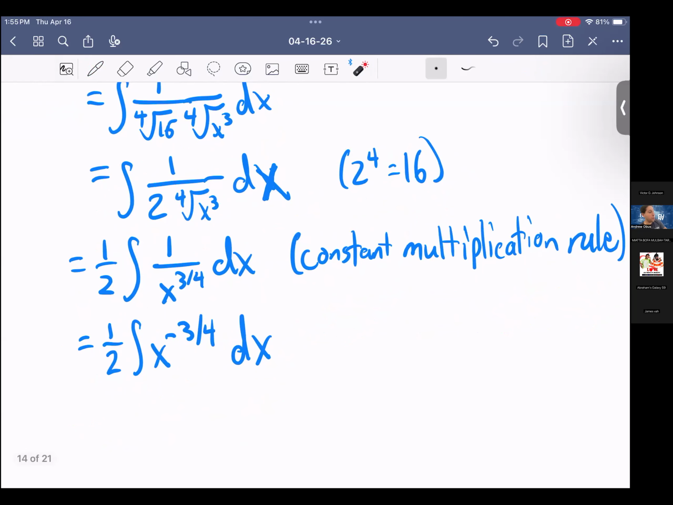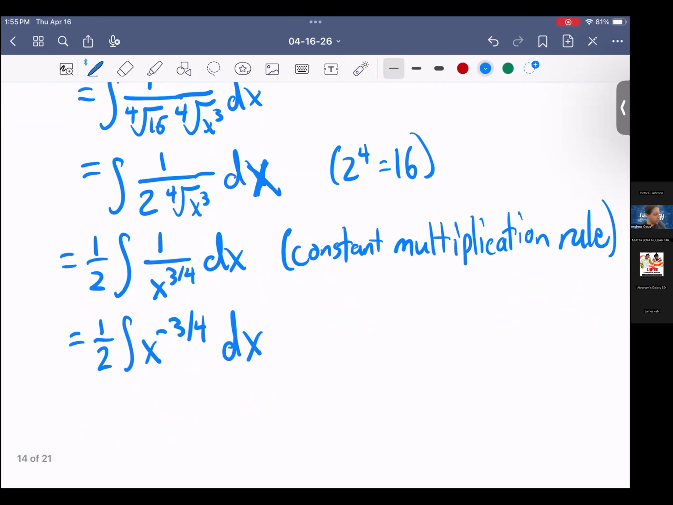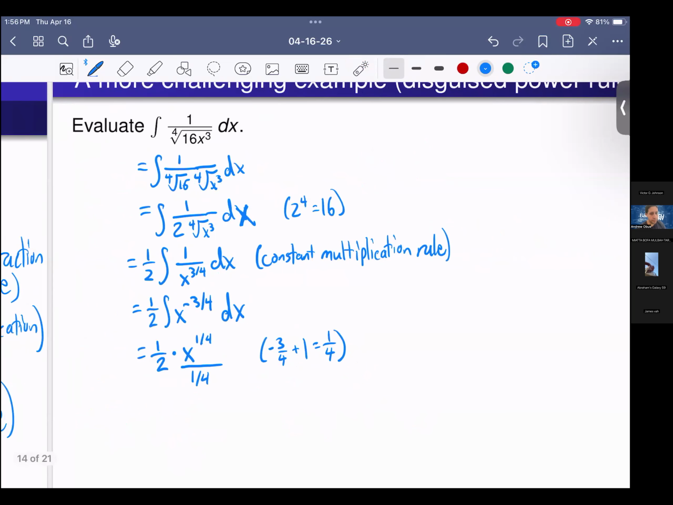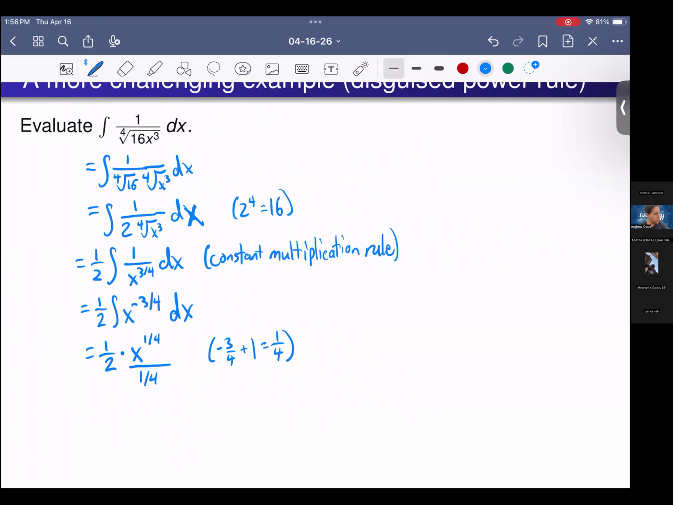And now we're finally in a position where we can use the power rule, because this here is just x raised to some exponent, and that exponent is not -1. For anything other than -1, you can always use the power rule. So now with the power rule, we have to add 1 to the exponent here. We have -3/4 plus 1 is equal to 1/4, so that's x to the 1/4 divided by 1/4. This is the power rule.